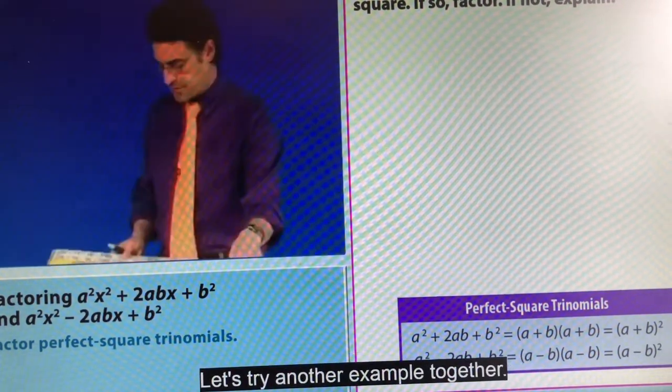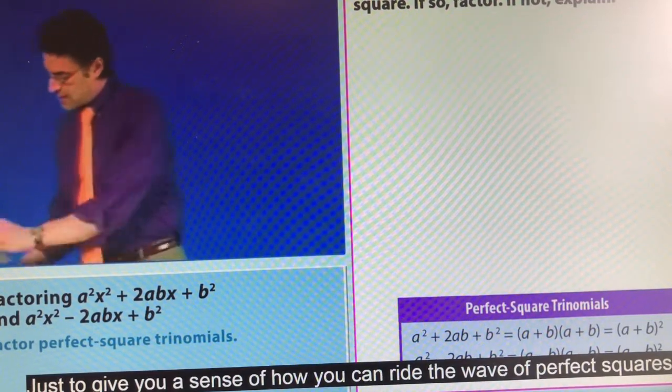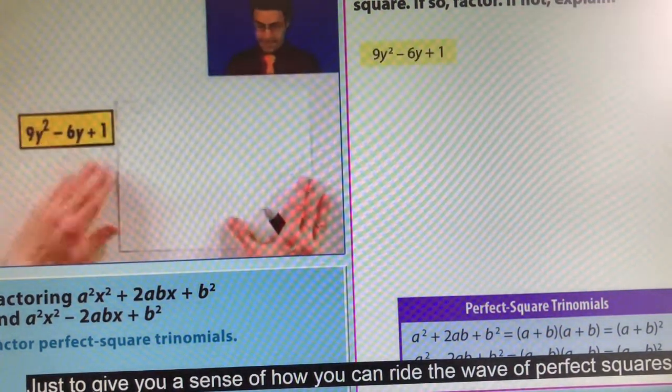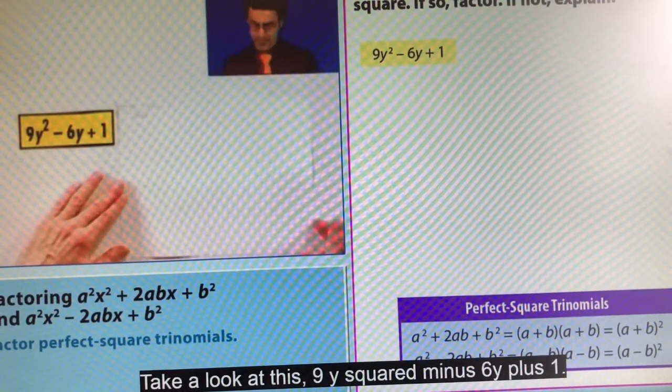Let's try another example together, just to give you a sense of how you can ride the wave of perfect squares. Take a look at this: 9y squared minus 6y plus 1.